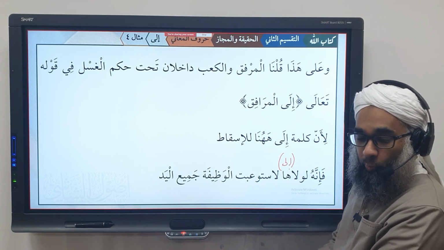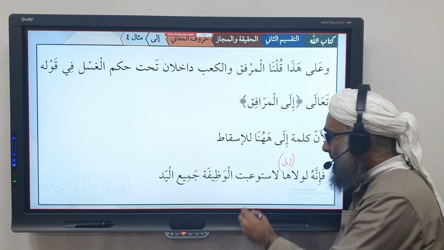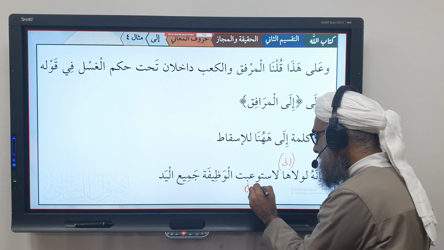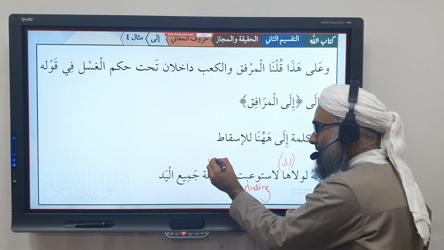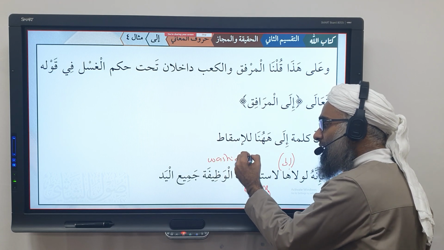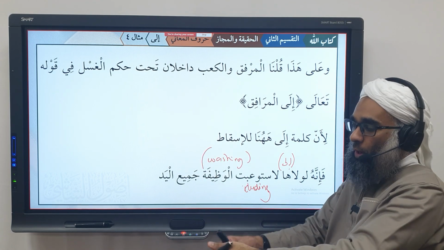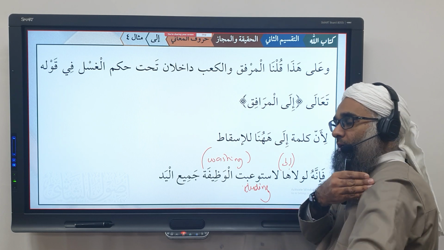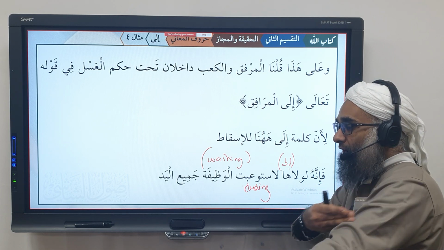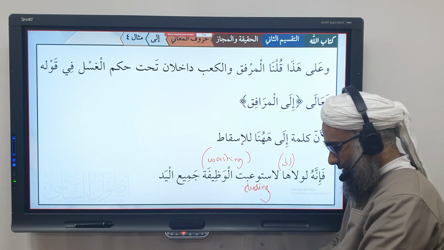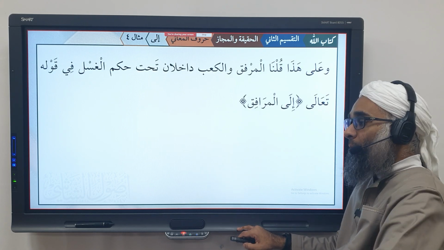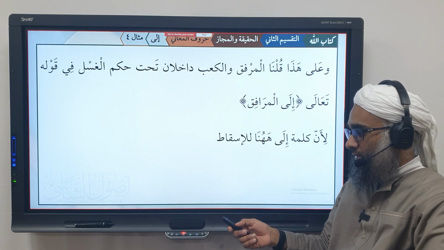"Wamsahu, waghsilu wujuhakum wa aydiyakum". Istaw'abat included. And the wazifa is the rule, meaning the washing. The wazifa was the wazifa of the hand, washing. Had it not been for ilah, we would have to wash our armpits. Ila al-marafiq does isqat. Yes? So therefore it's guided to isqat. And on this basis, yes, the same thing again.